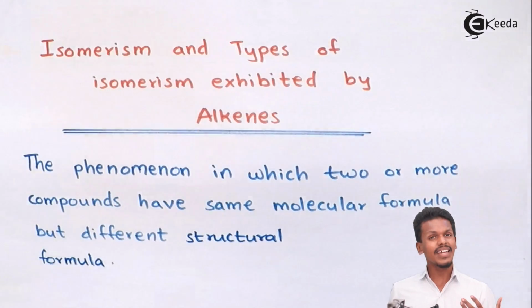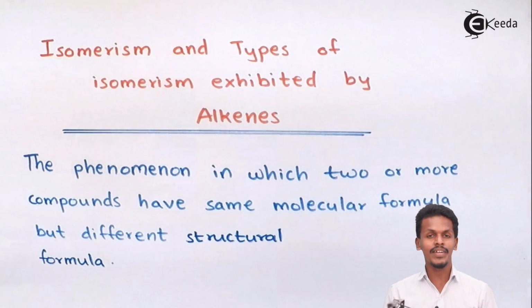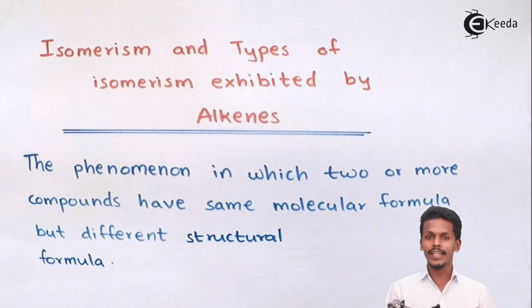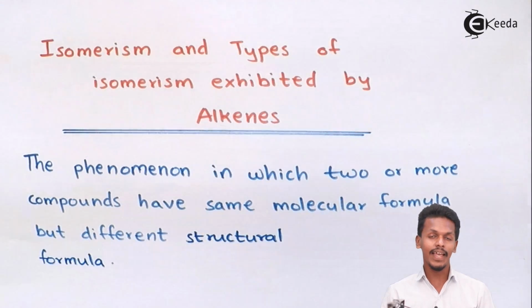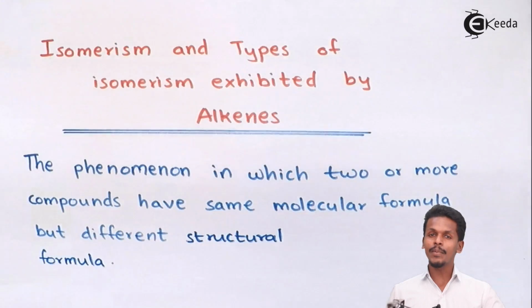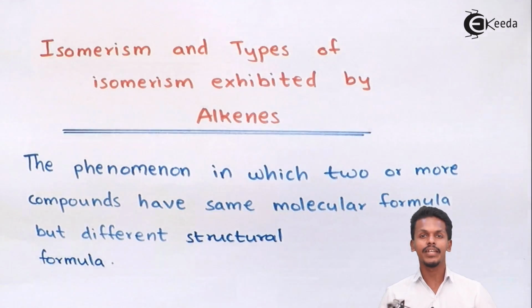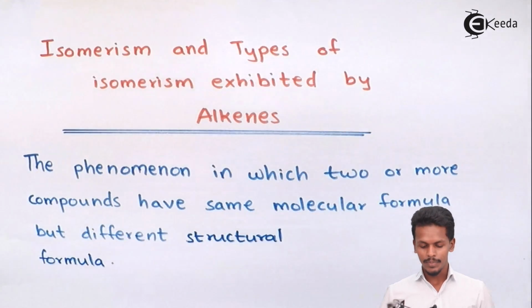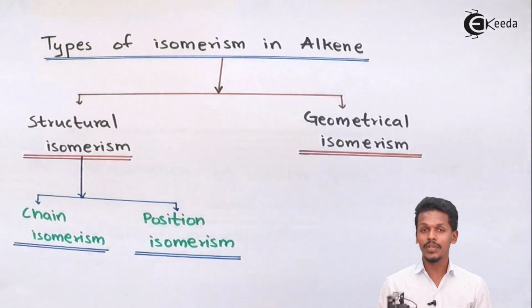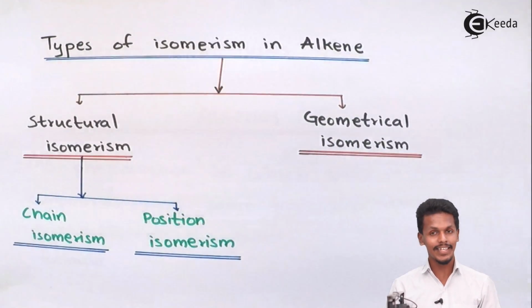It is very similar to what we did in the chapter on alkanes. Even alkanes have been classified into various isomers when they have the same molecular formula but different structural formula. Similarly, alkenes also showcase isomers. So what are the different types of isomers? That is what we are going to discuss. Isomerism is very easy to understand, similar to the way we did in the chapter on alkanes, but now we are going to talk about the types of isomerism exhibited by the alkenes.